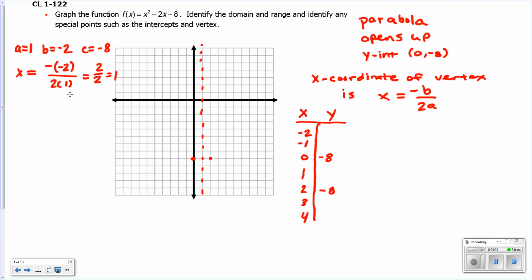Let's figure out for 1 where we're going to be at. So we can just take 1 and plug it into the function. We could say the function of 1 equals 1 squared minus 2 times 1 minus 8. Our output will be the y-coordinate of our vertex. So that's 1 minus 2 minus 8. And that's going to give us -1 minus 8, which is -9. So f of 1 equals negative 9, which is going to be the next point down right here. That is our vertex.